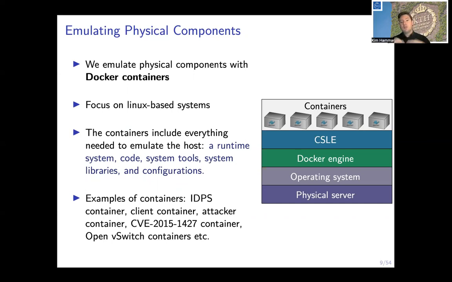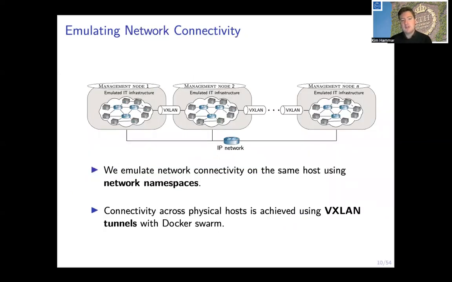Once we have created all of these containers to emulate the physical nodes, the next step is to emulate the connectivity among them. And we do that using virtual networks. So we create virtual subnets using network namespaces that we can attach the containers to. And then we connect these subnetworks into an overlay with the VXLAN. And that overlay is typically then running on top of a substrate IP network.